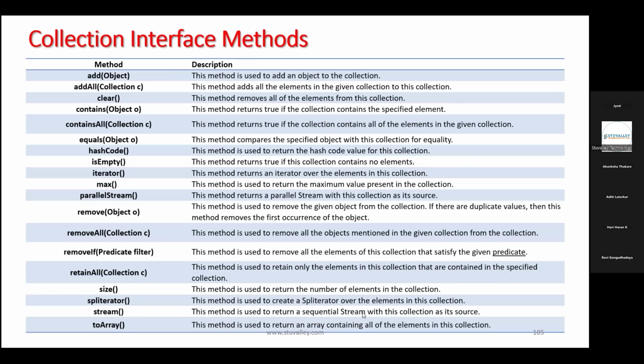The stream method returns a sequential stream with this collection as its source. The toArray method is used to return an array. That means it will give you the array representation of the current collection. Okay, so these are all collection interface methods. I will show you these methods here.